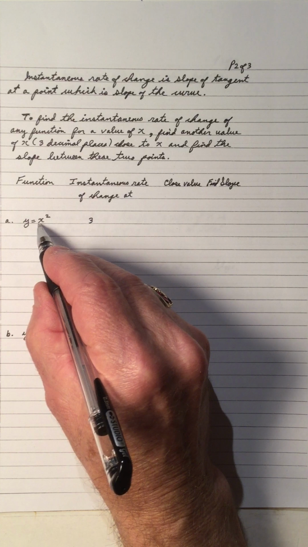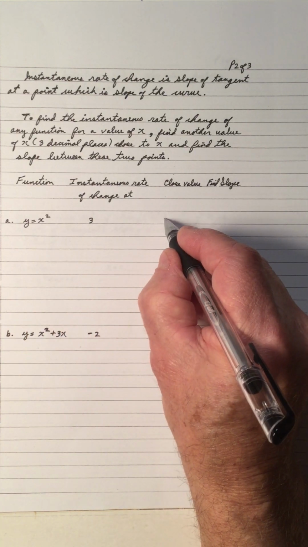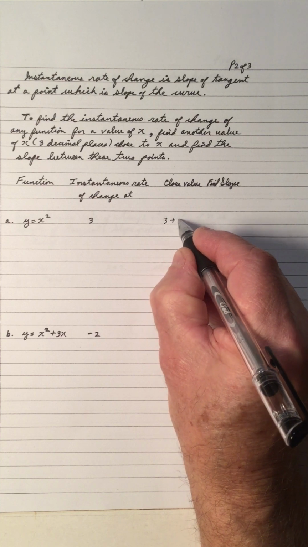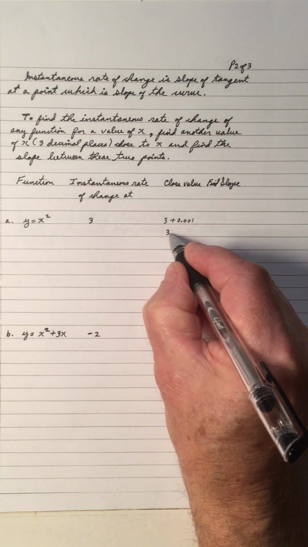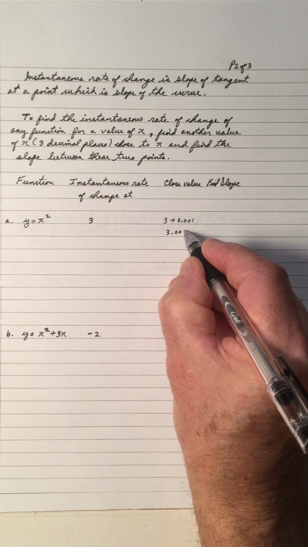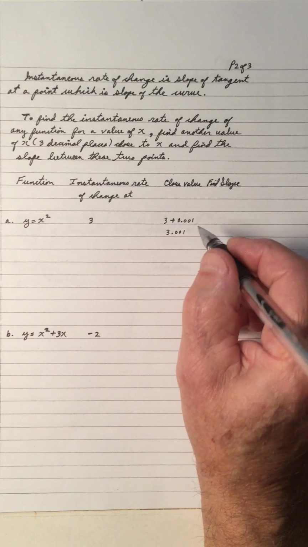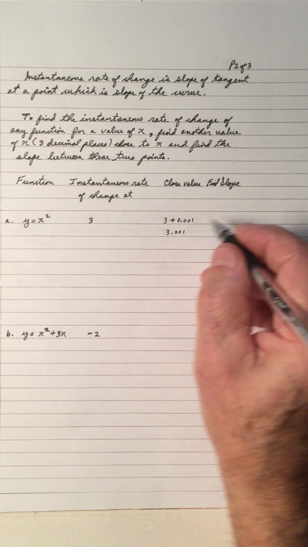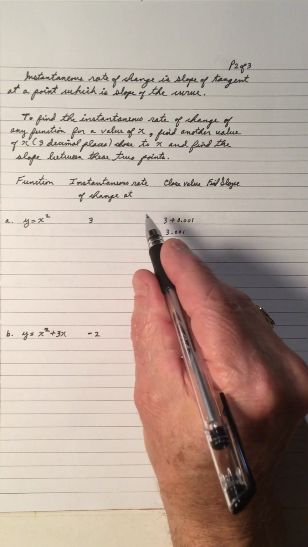So we've got y equals x squared, and we're looking at 3. A close value would be 3 add on 0.001. So that's 3.001. I'm adding it on. I could also subtract, but I prefer to add it on. So I'm going to find the slope between these 2 points.